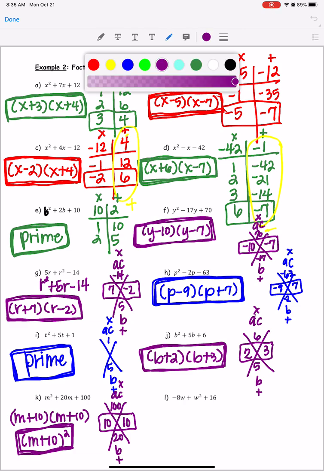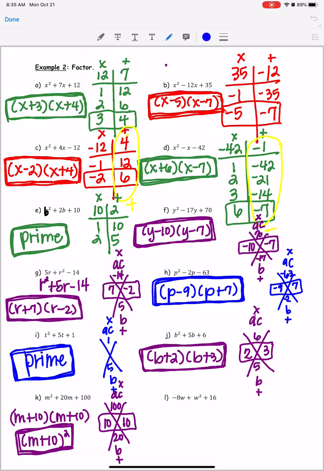And then last one on this page. This one's not in the correct order, right? So we want our squared term first. So we've got w squared. Now this one's negative, so we'll make this a minus 8w and then plus 16. So in my X here, my A times C is 1 times 16. My B term is negative 8.